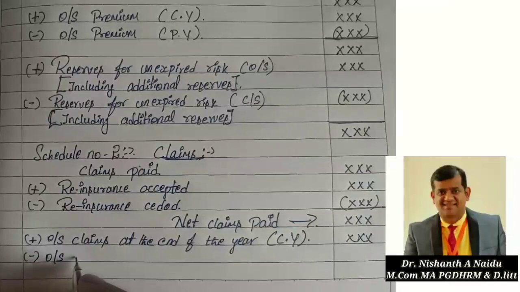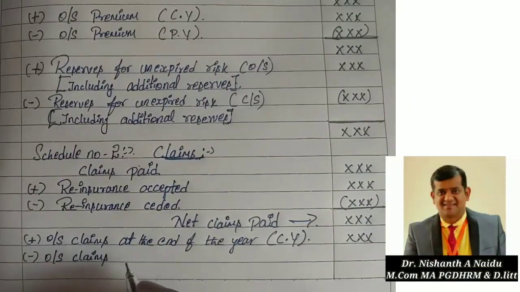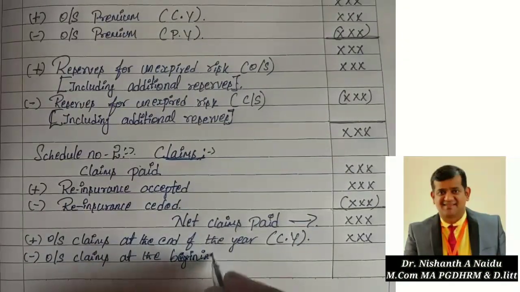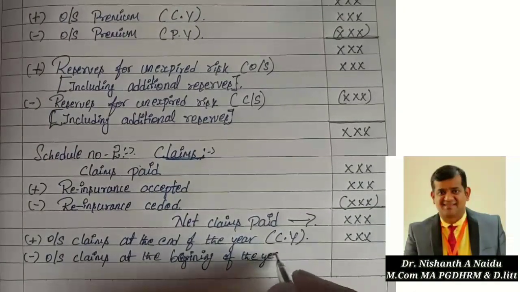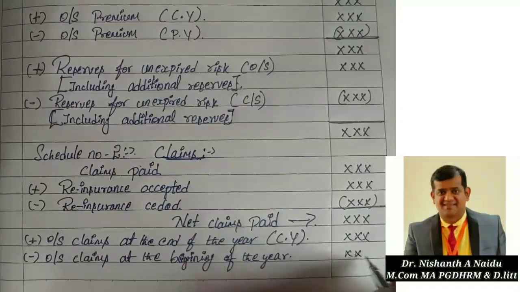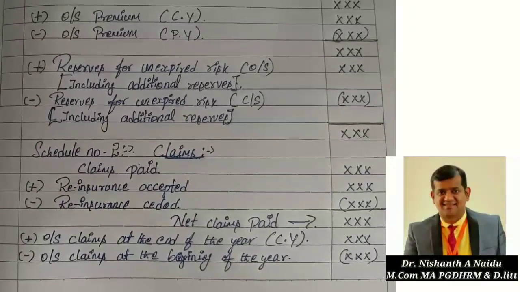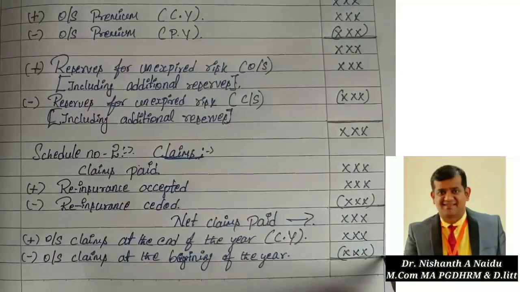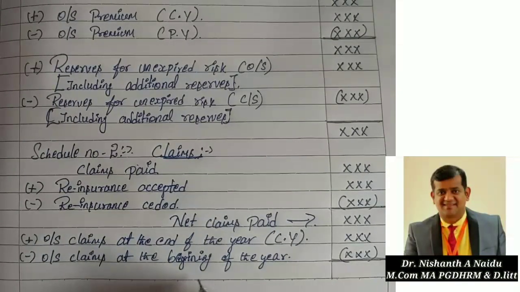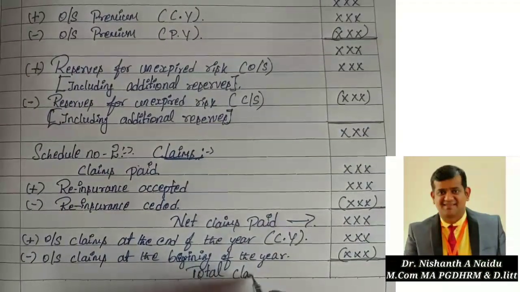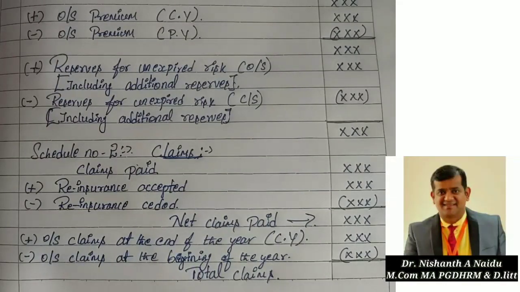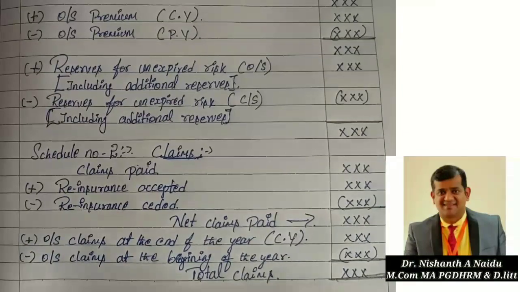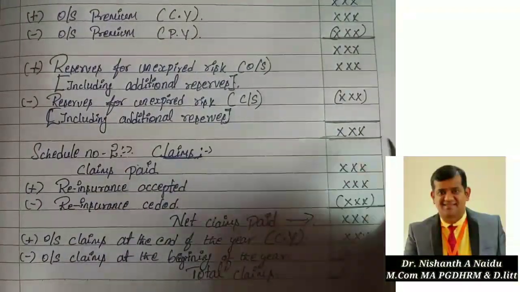Next, less outstanding claims at the beginning of the year. That means at the beginning of the year, we will usually have the previous year balance. Okay, so deduct that, add and deduct. So whatever difference you get, that is what we call total claims. This is total claims what we get over here. Okay, so this is total claims.